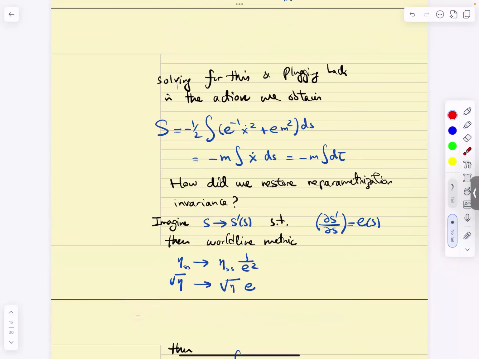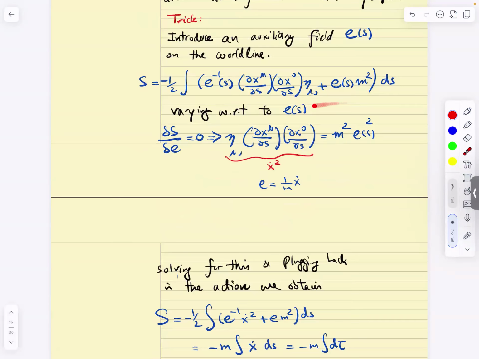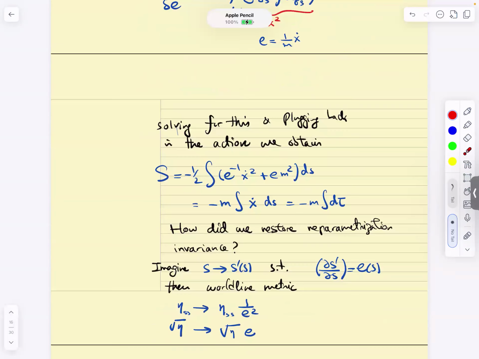So send S to S prime of S, and set ∂S′/∂S as e of S. Under this diffeomorphism, reparameterization, your metric changes by 1 over e squared. Your square root of η goes to square root of η times e. So this expression is nothing but this expression. So now can you answer how introducing e of S made the theory reparameterization invariant?